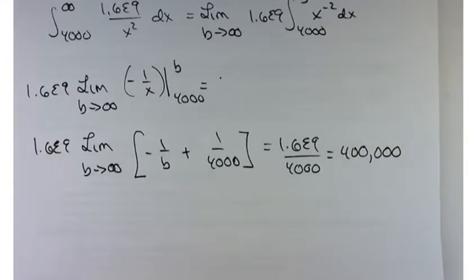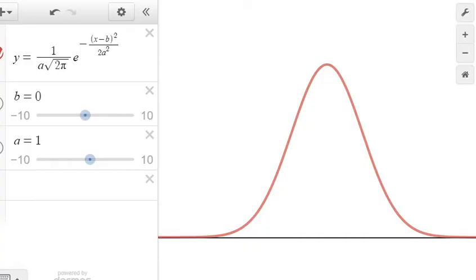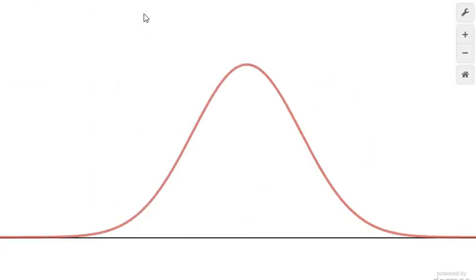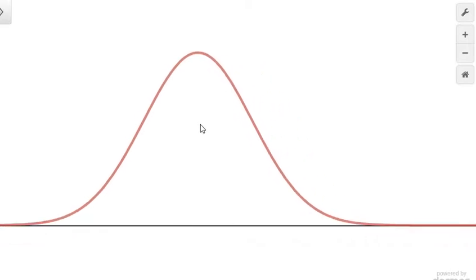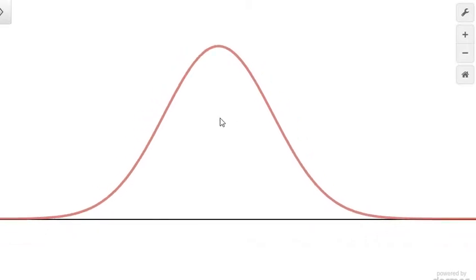By the way, you're actually already familiar with the shape of something that leads to an improper integral. And that is this one. What's this curve all about? Yeah, it's the bell curve.